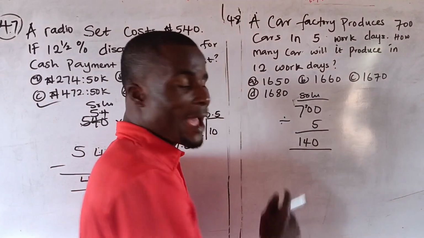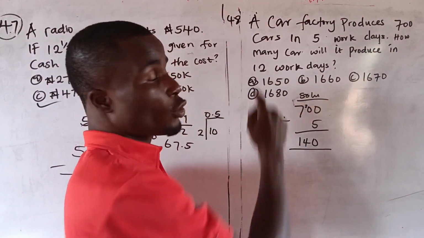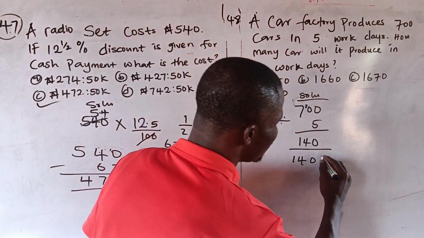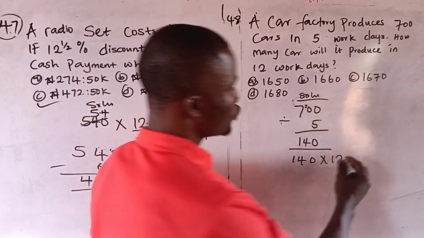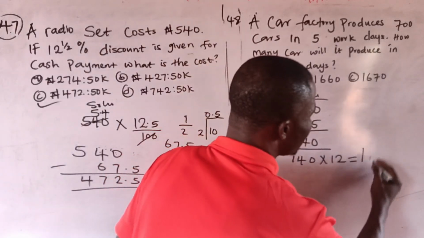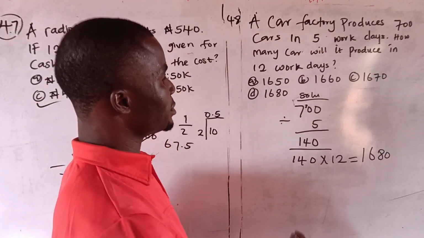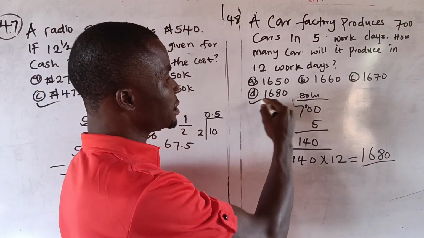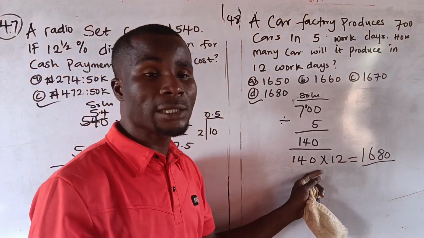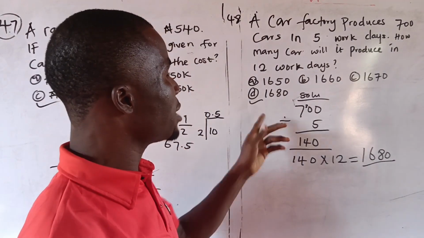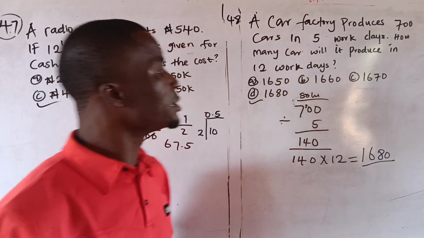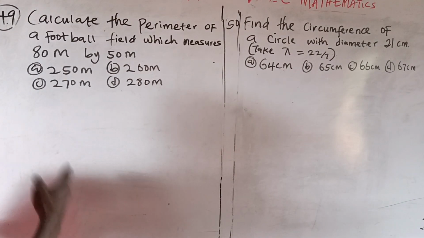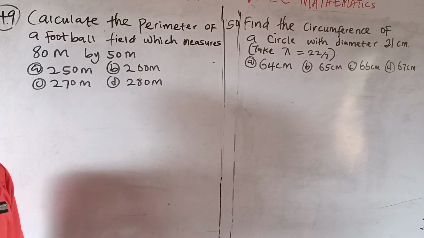So we are going to multiply that 140 cars by 12. So 140 times 12 is going to give us 1,680. That is our answer. Now let's check the option. Option D is the correct answer. You can multiply it. That is our answer. Our answer is 1,680.